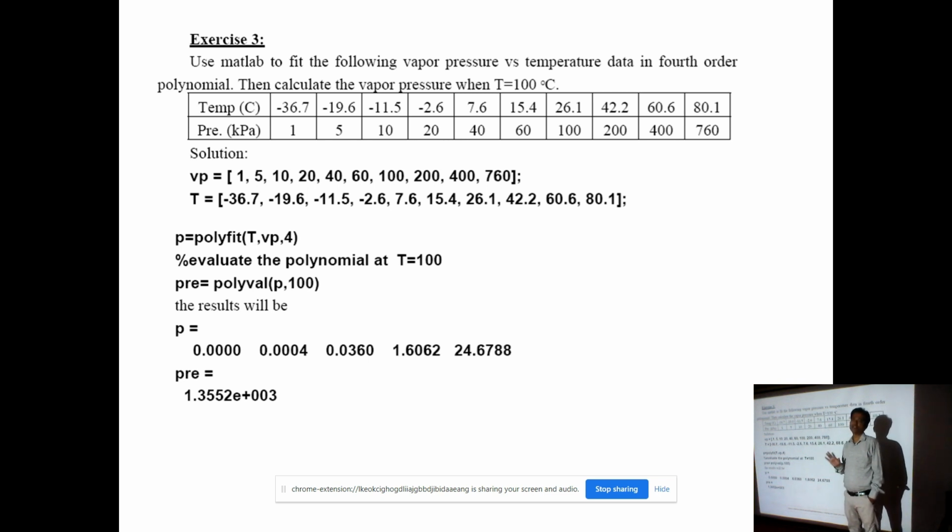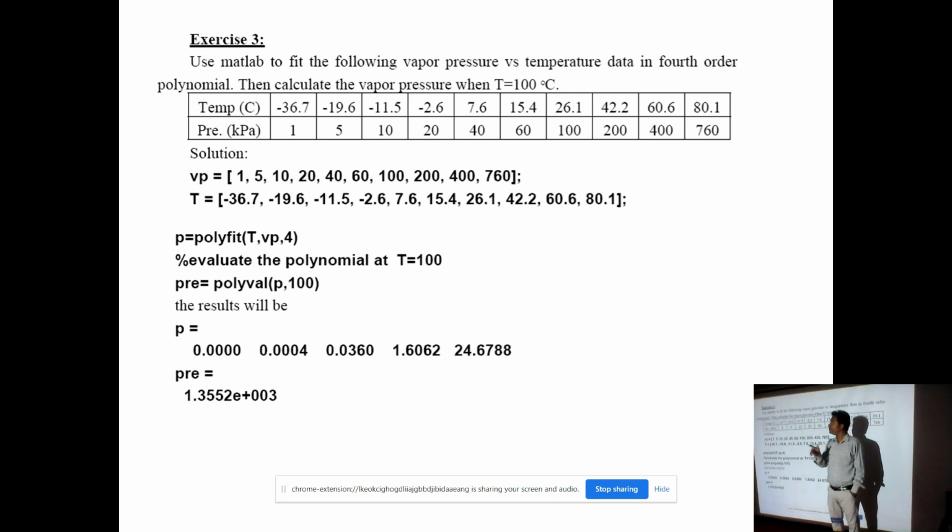Now let's understand the problem first. He has given vapor pressure versus temperature data. Okay, so this is the temperature. That means when the temperature is minus 37 degrees almost, your pressure is 1 kPa. When temperature is almost minus 2.6 degrees, the pressure is 20 kPa. So like that there are temperatures and vapor pressure data given.